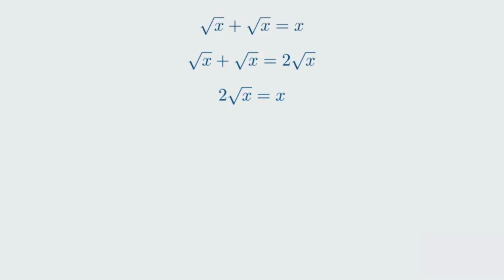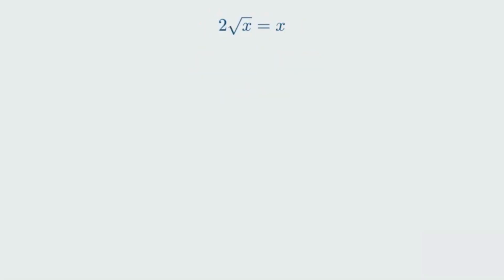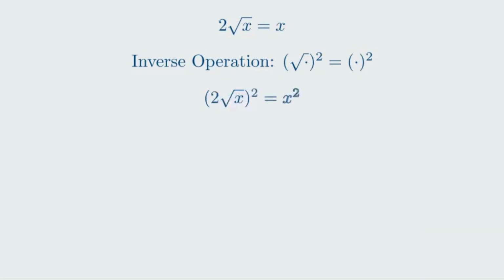Our simplified equation is 2 times the square root of x equals x. To continue solving, we need to get rid of the square root. Remember, the inverse operation of a square root is squaring. Whatever we do to one side of an equation, we must do to the other to keep it balanced. So we will square both sides of our equation. This gives us 2 times the square root of x, all squared, equals x squared.